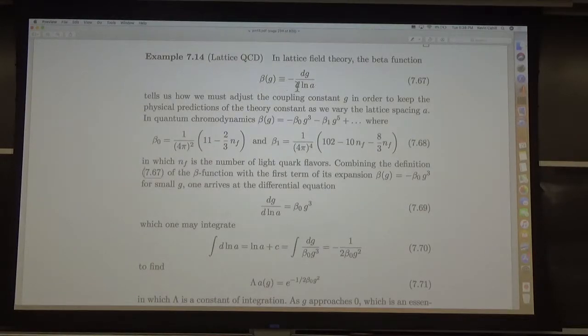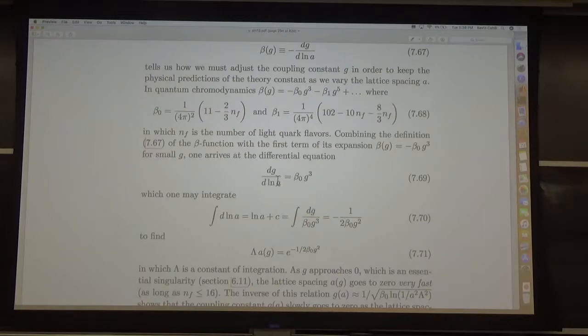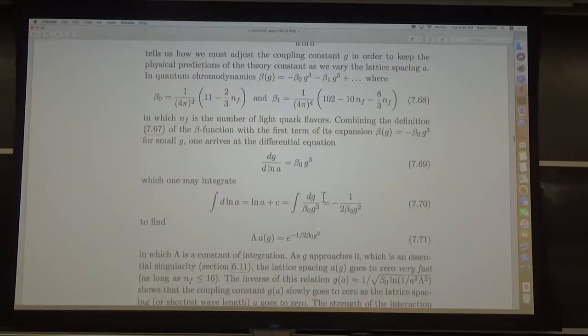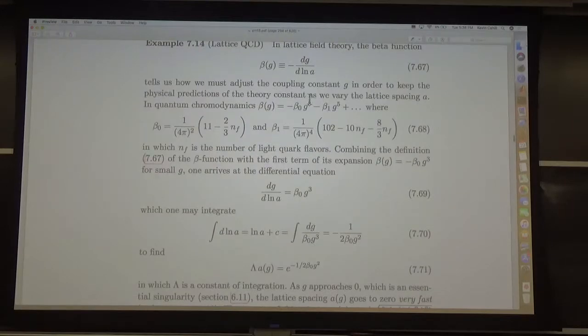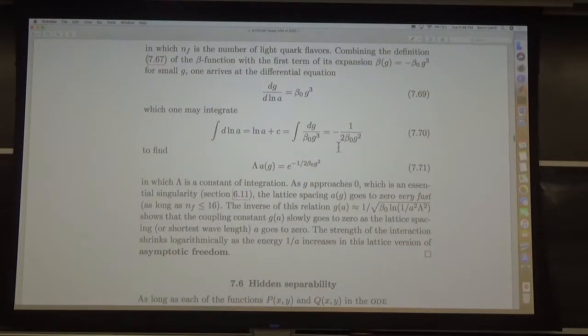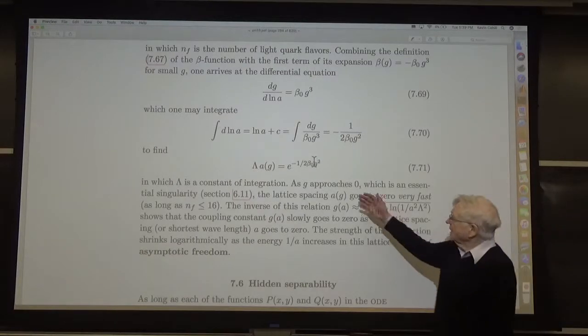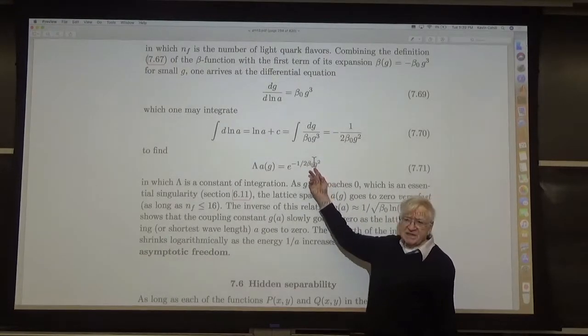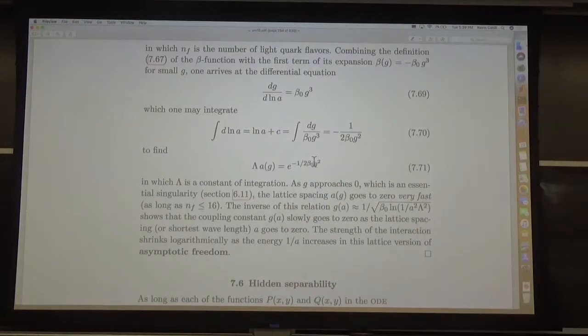In any event, there's something called the beta function, which is minus the derivative of the coupling constant with respect to the lattice spacing. And in particular, if you use the first order approximation that beta is cubic in the coupling constant, this definition becomes this separable differential equation, which you can then integrate. And the amusing thing is that it integrates to be an exponential with an essential singularity at g equals 0.